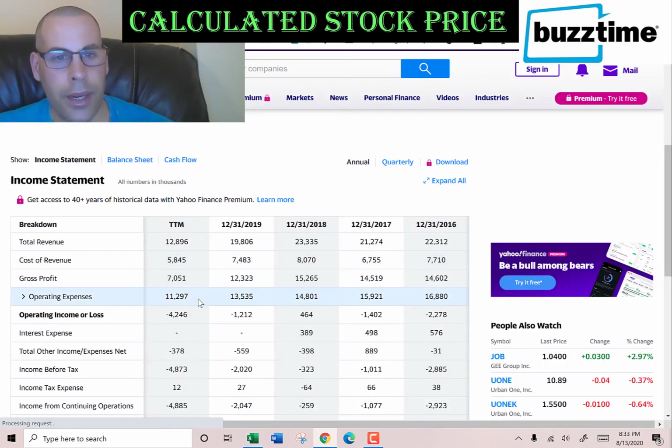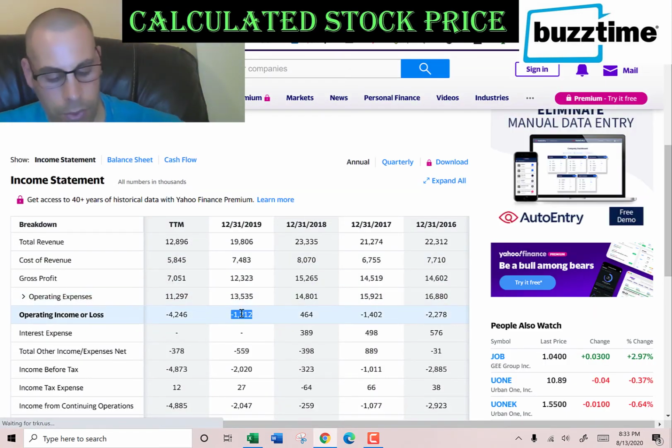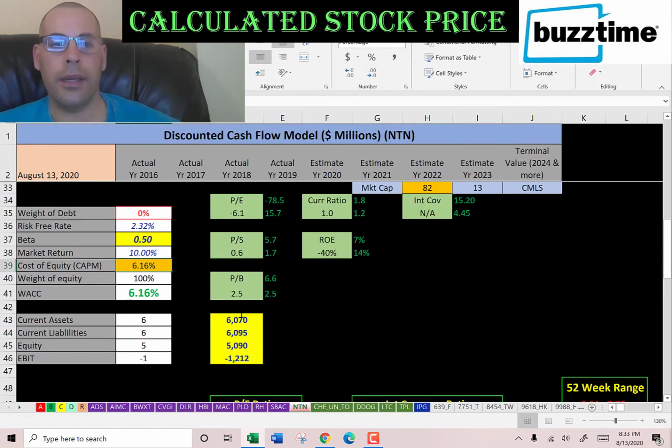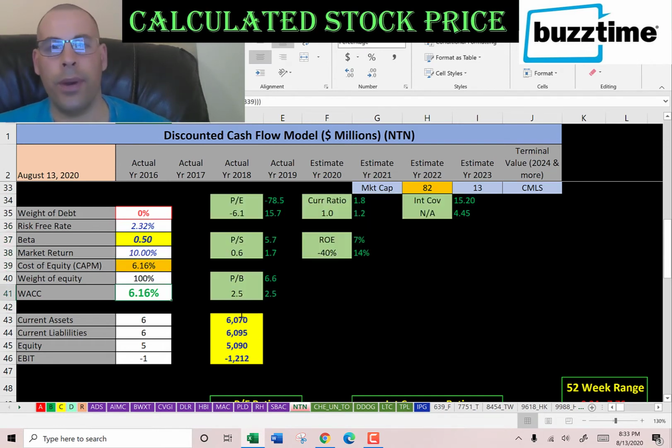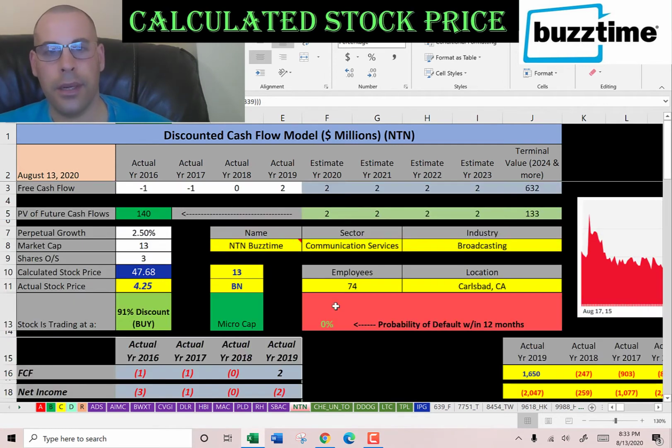Let's get their operating income on their income statement. That's negative 1.2 million. Let's look at a capital structure. They have no debt, 100% equity. The cost of equity is 6.2%, and that's the discount rate we're going to apply to the future cash flows.